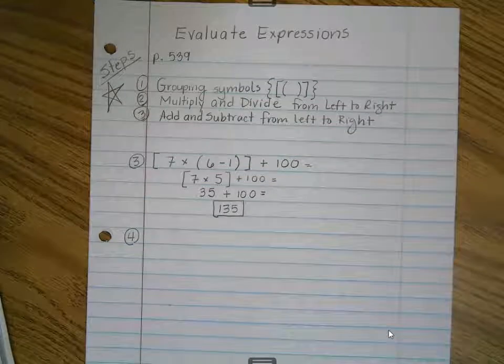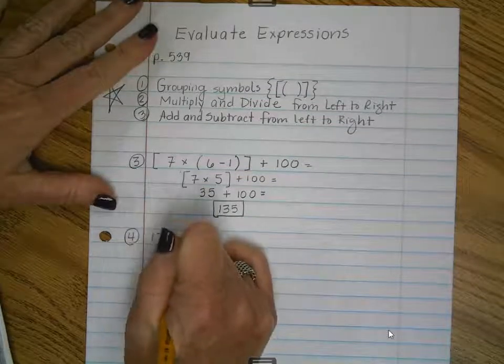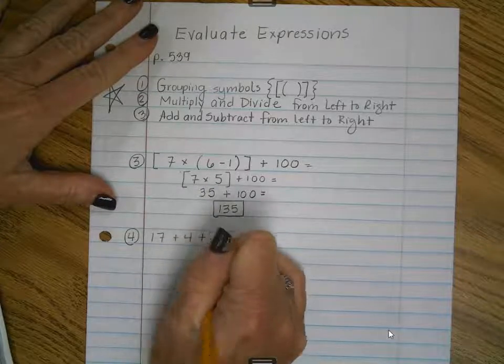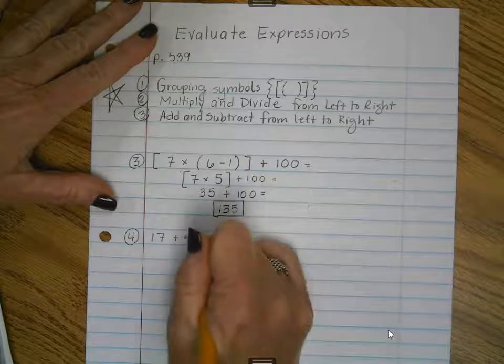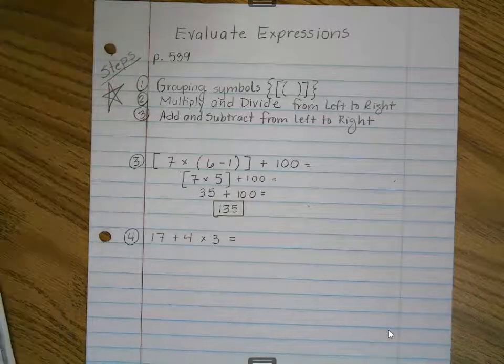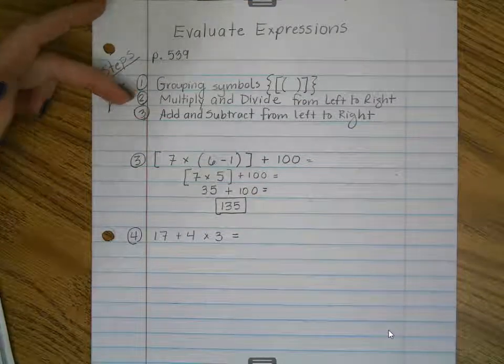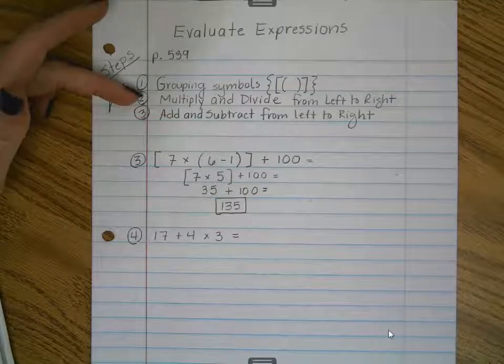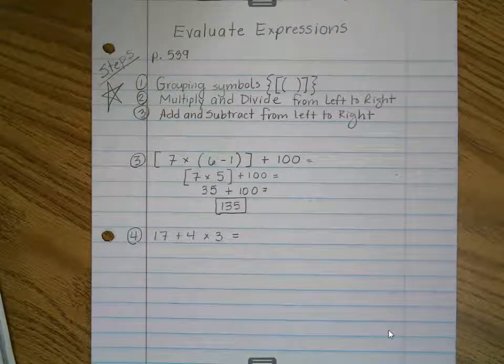All right, number 4, 17 plus 4 plus 3. No, times 3, excuse me. Help if Miss Bissell writes it correctly. All right, so let's talk about evaluating this expression. I don't have any grouping symbols, so I don't have to worry about step 1. I do have multiplication and division. So what I see is in this 4 times 3 is my multiplication.